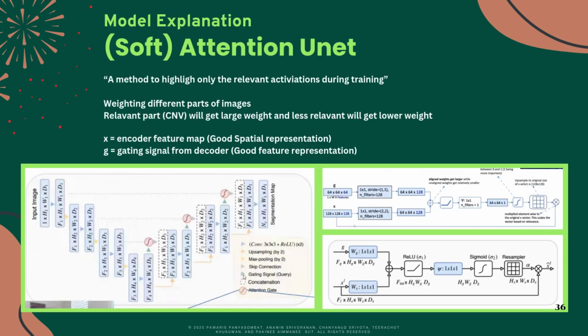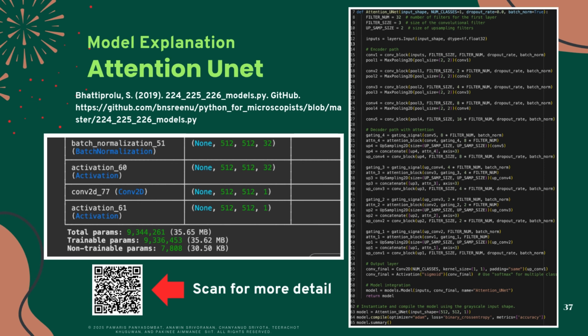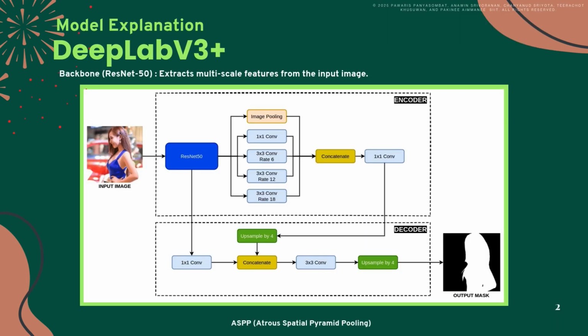The second model that we have is the attention UNet, which uses soft attention. With soft attention, if a part of the CNV is relevant, we give it a larger weight, and the less relevant parts get a lower weight. We have implemented the function based on the equation down below: ReLU, sigmoid, resampler, and phi function. And here are our model parameters, and here is a code you can scan to see the whole attention UNet training code.